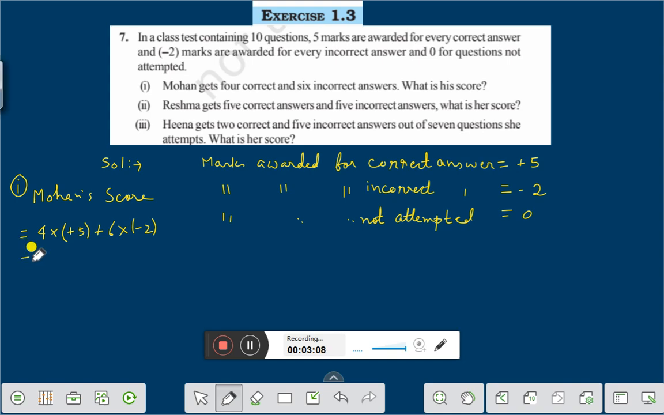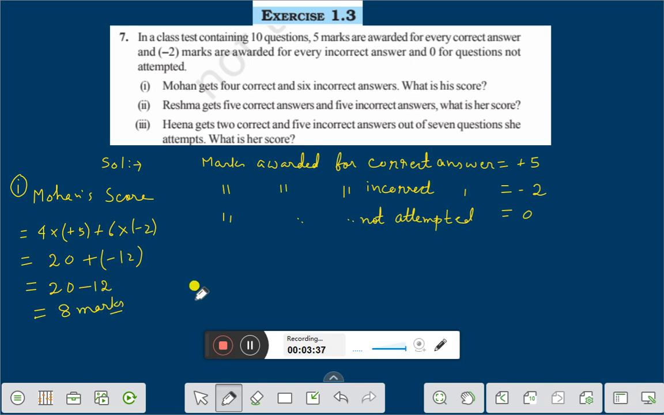That is, we multiply 4 fives are 20 plus 6 twos are 12, minus 12. Or we are getting 20, plus into minus is minus 12. That is, his score is 8 marks. His score is 8 marks.